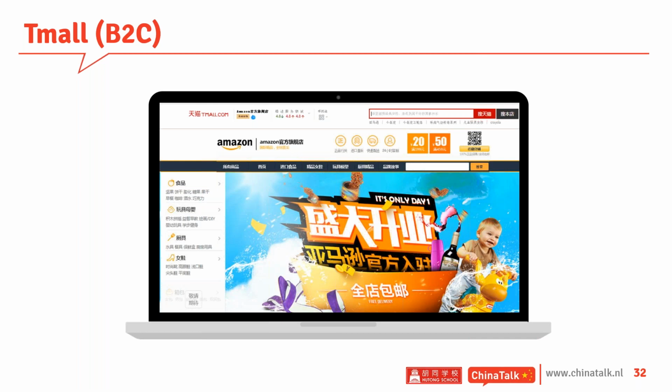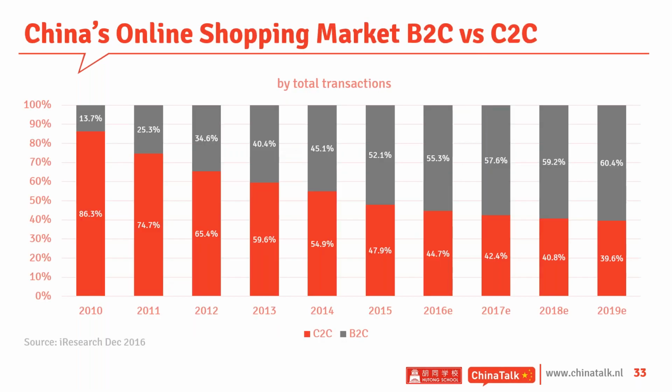So this shows how powerful Tmall is in the Chinese market. Now, another bit of proof of how powerful Tmall is, if you look at the development of the market split up into C2C, so that's basically what Taobao is, and B2C, business to consumer. Especially in the past 10 years, the B2C market has really grown. And this is both Tmall, but it's also JD.com that has grown this market.